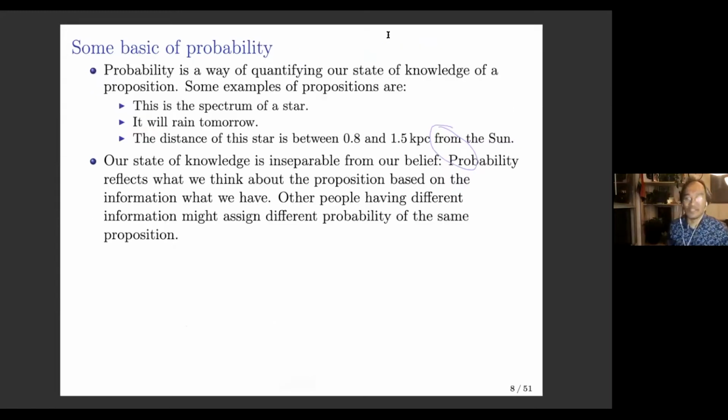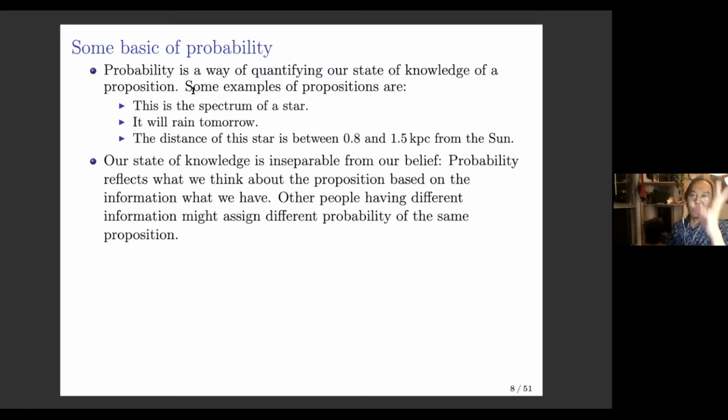So here are some basics of probability. What is probability? It's basically a quantification of our state of knowledge about a proposition. Here's an example of a proposition: this is a spectrum of a star. It will rain tomorrow. Or one of my favorite statements: the distance to the star is between 0.8 and 0.5 kiloparsec from the sun. That's a proposition.